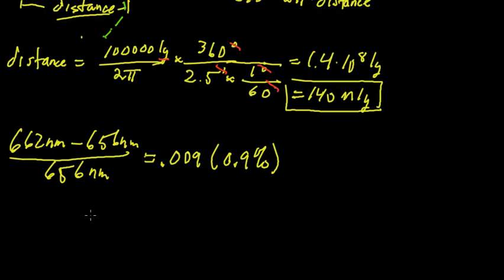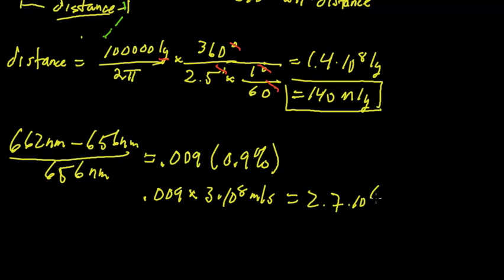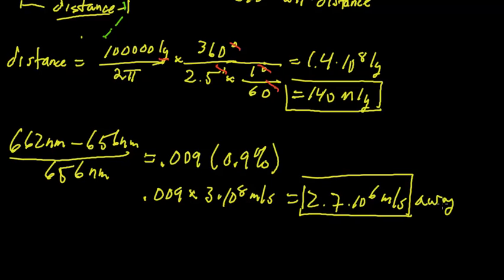Let's figure out what that would actually be. So if I do 0.009 times the speed of light, which is 3 times 10 to the 8 meters per second, that gets me about 2.7 times 10 to the 6 meters per second. Okay, so that's pretty cool. So pretty much we can get the speed, and it's going away, and the distance.